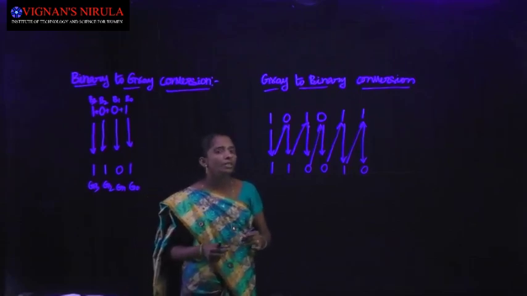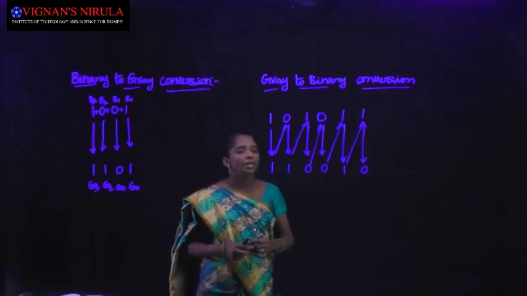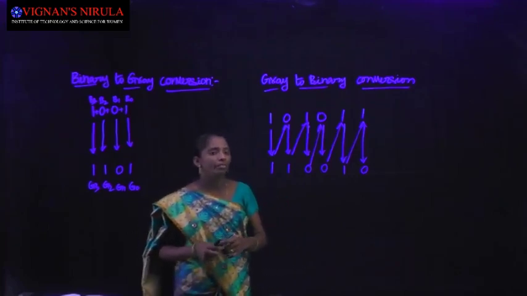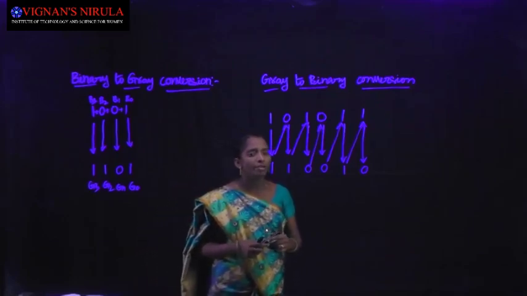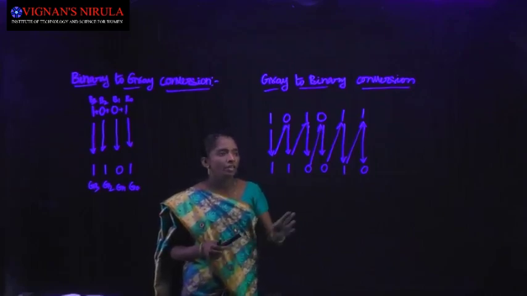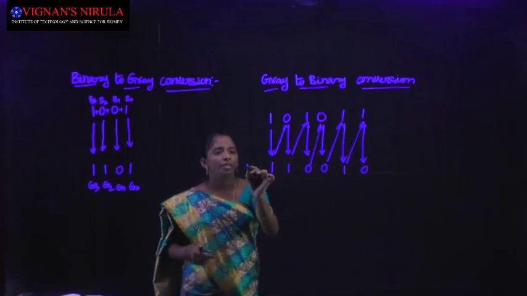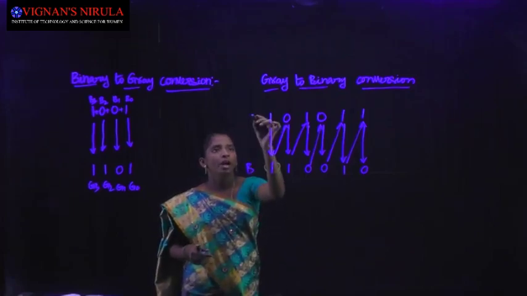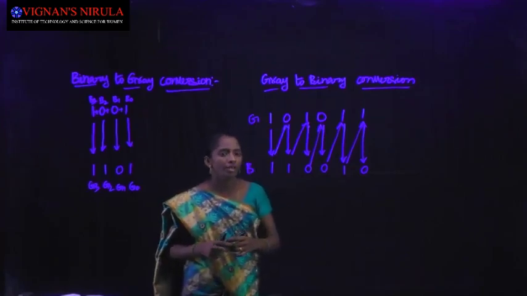To convert gray code to binary code, first write the MSB of the gray code as it is, and add the MSB of the binary to the MSB minus 1 of the gray code. Add the succeeding bits like that, then you will get the binary code. This one is the binary and this one is the gray code. So this is the conversion of gray to binary.